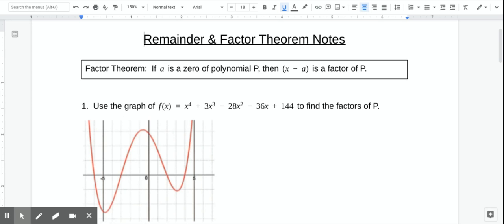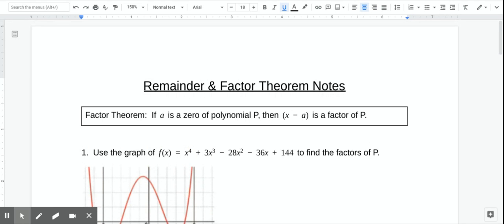Today we're going to talk about the remainder and factor theorem. This is putting together what we talked about with graphing and what we've talked about with factoring and how they relate. So the first thing I want to show you is before we jump into the notes.